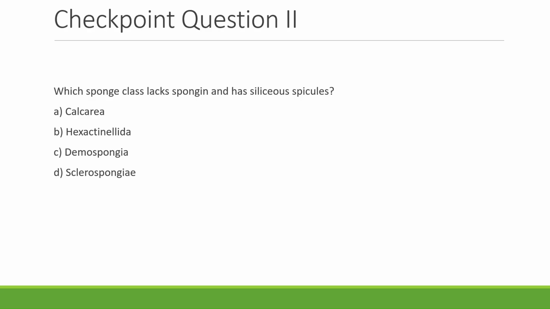Checkpoint question 2. Which sponge class lacks spongin and has silica spicules?